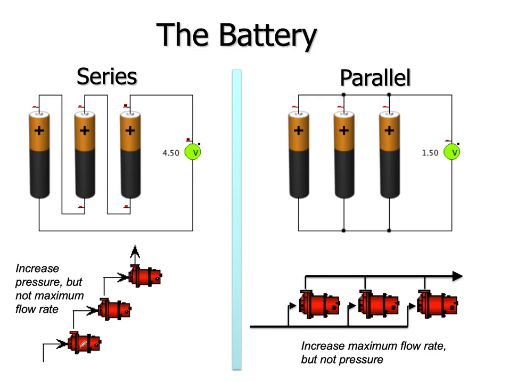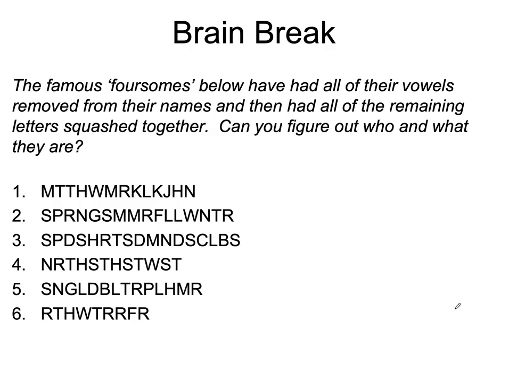What happens over here? It increases the pressure, but not the maximum flow rate. The water still has to flow through each one of these, and whatever the flow rate is for one of these, that's the maximum flow rate. Whereas here, the maximum flow rate coming out here is 3 times the flow rate of any one of these, or could potentially be that much.